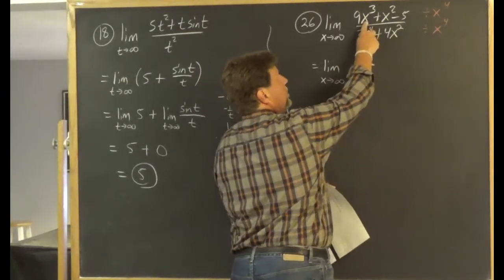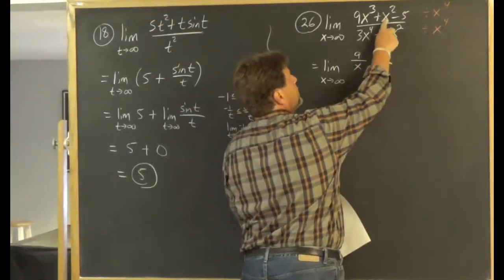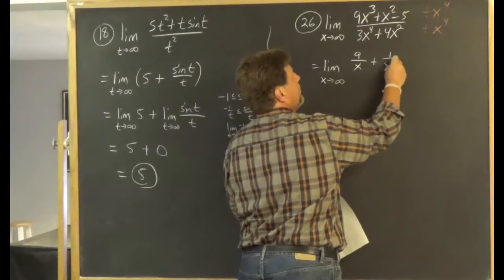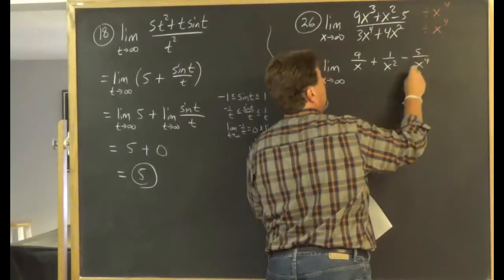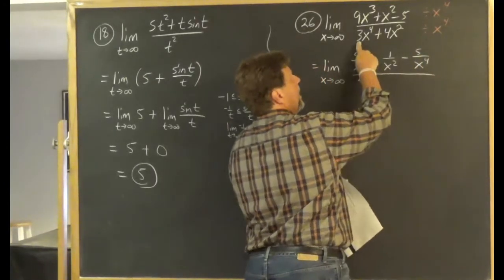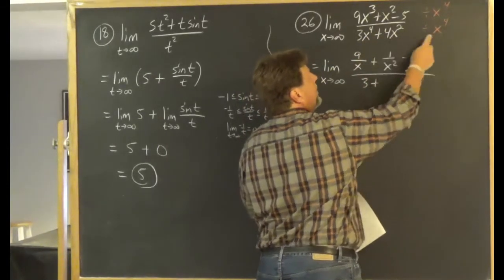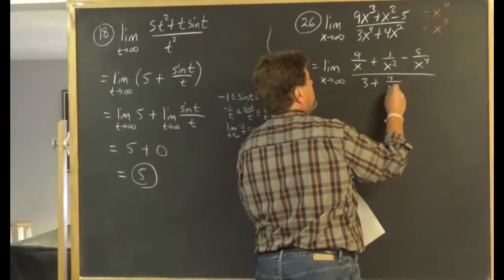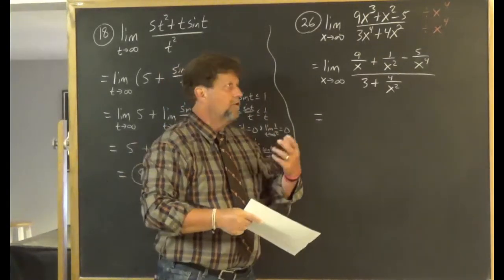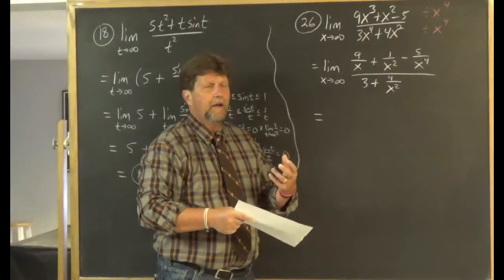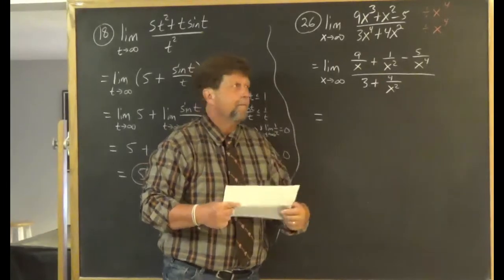Okay, so 9x cubed divided by x to the fourth will give me a 9 over x. X squared divided by x to the fourth is 1 over x squared. 5 divided by x to the fourth, well, that just gives me 5 over x to the fourth. In the denominator, 3x to the fourth divided by x to the fourth is 3. 4x squared divided by x to the fourth gives me a 4 over x squared. And then, I'm not going to rewrite this using the quotient law of limits, and then the sum and addition. I'm just going to kind of verbalize each one.